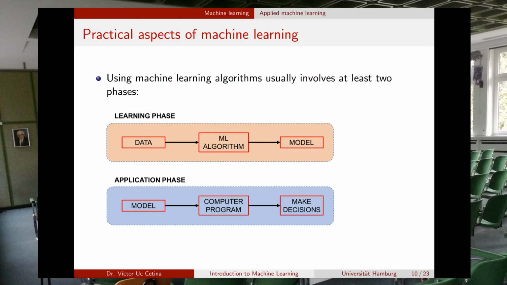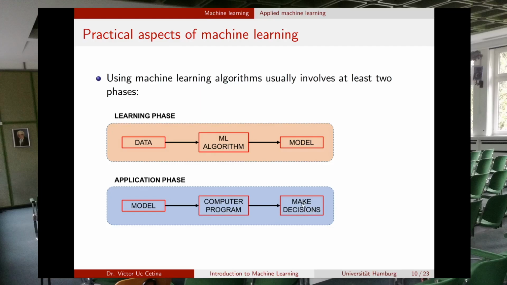So now let's talk about some practical aspects of machine learning. Using machine learning algorithms usually involves at least two phases, which I call the learning phase and the application phase. In the learning phase, we get the data. We choose a machine learning algorithm, whether it is supervised, unsupervised, or by reinforcement. We train our model and we test it with our available data. Once we are confident enough that our model is working well, we take our model and we deploy it in the final system, which is usually a more complex system than our machine learning system. So we take our model, we code a program, for example in Python, and then we deploy it to start making decisions in real life.